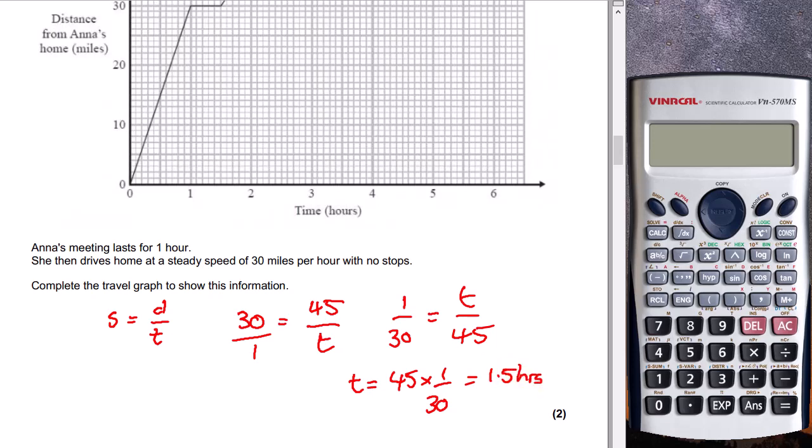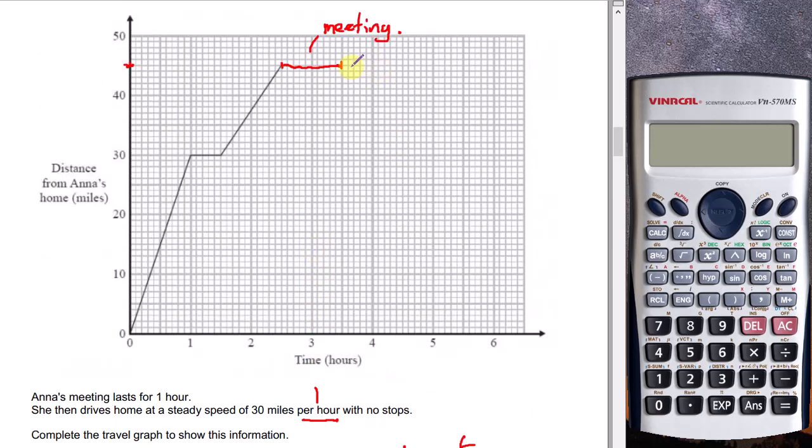The second way to approach this one is just to do it using 30 miles per hour with no stops, and know that per hour means 1 hour. So from this point, 1 hour on, so there's the hour, she's gone 30 miles. So back, not to 30, but to 15.